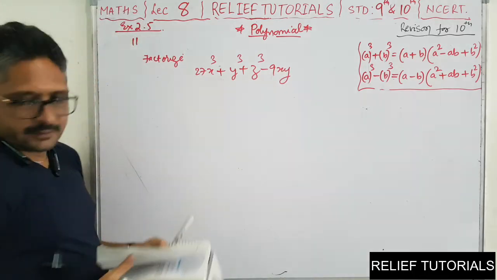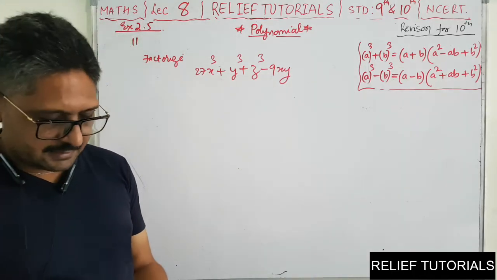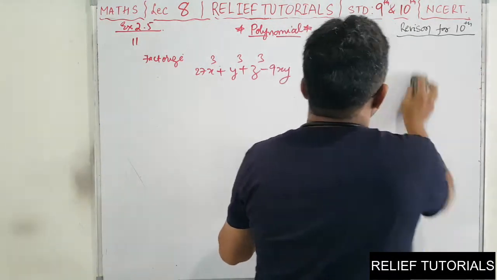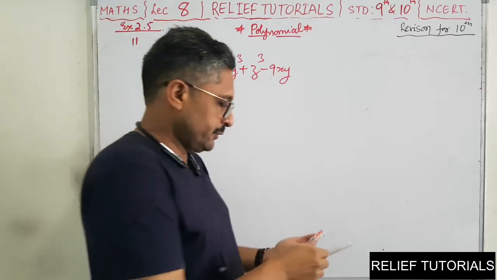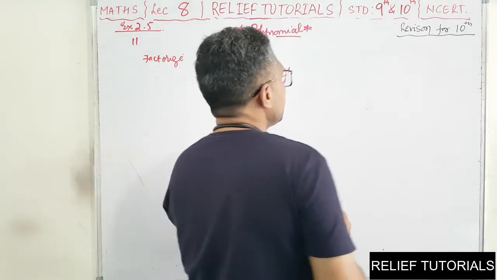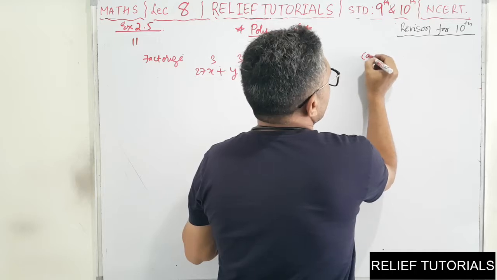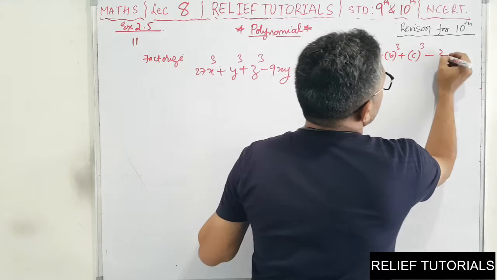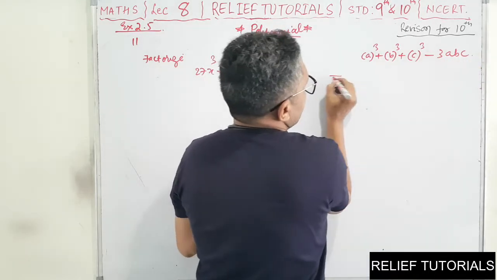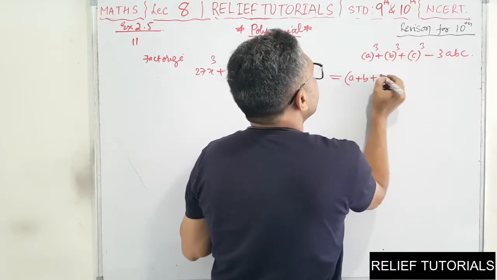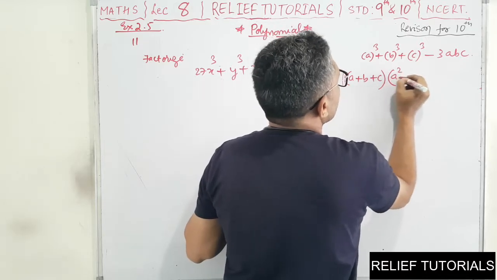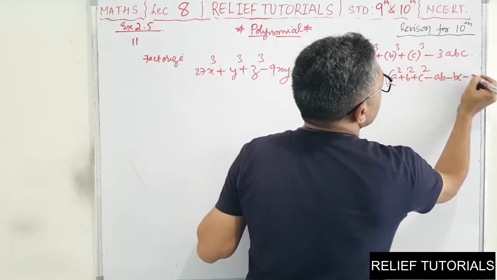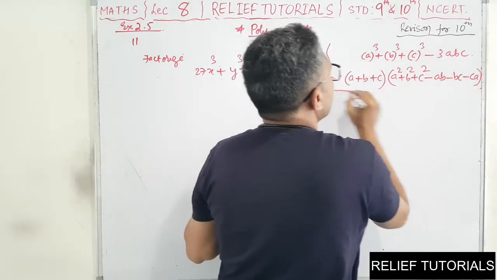Do you remember this identity? See, if you know that, we have done identities. a cube plus b cube plus c cube minus 3abc is equal to a plus b plus c, times the square of this term, a square plus b square plus c square minus ab minus bc minus ca. So this is the identity.